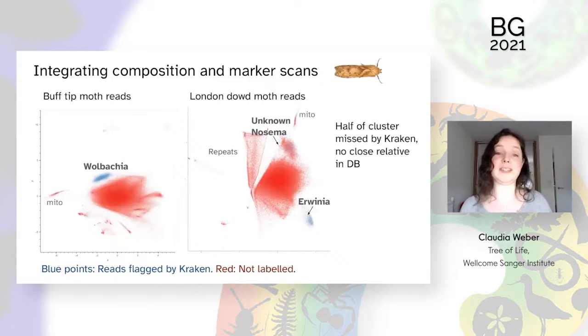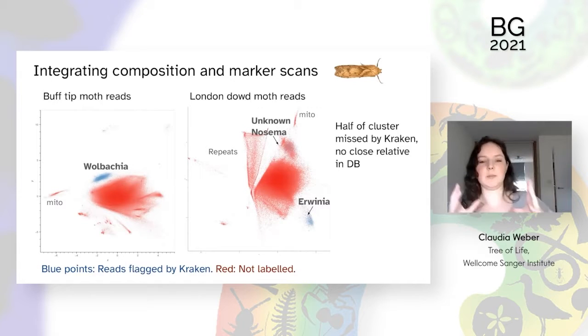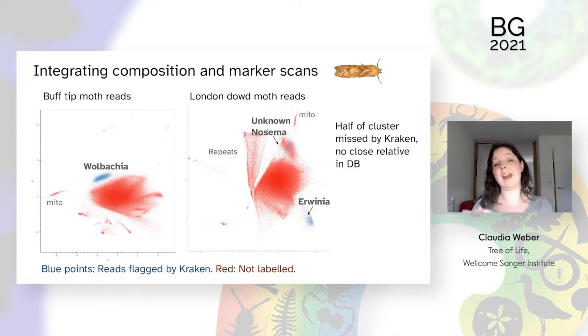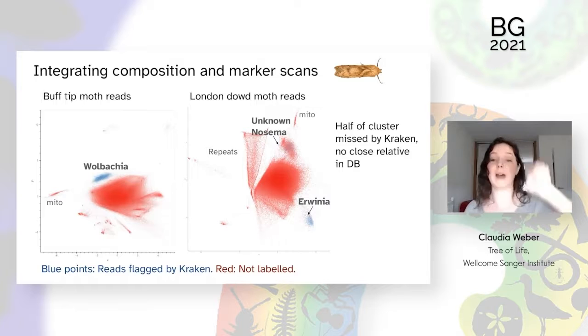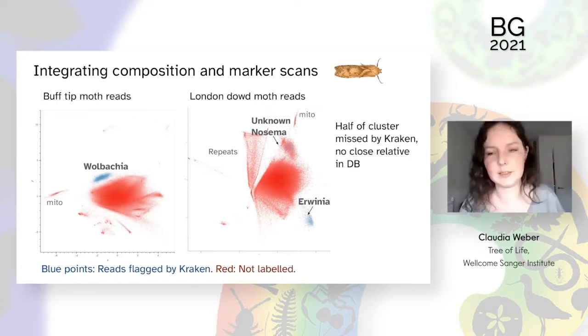You can also apply the same technique to the read sets. So the first panel again shows the buff-tip moth. And here I've pulled in the labeling that came from the marker scan. And as you can see, there's a distinct cluster that's been tagged as Wolbachia by the marker scan. So this one's relatively straightforward.